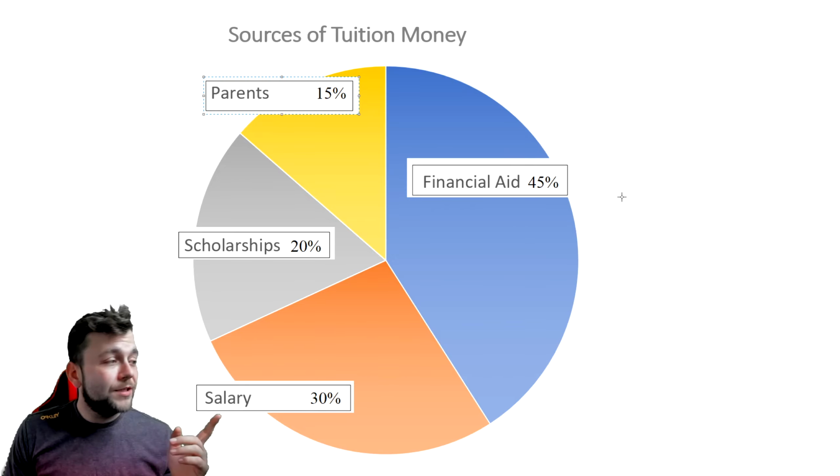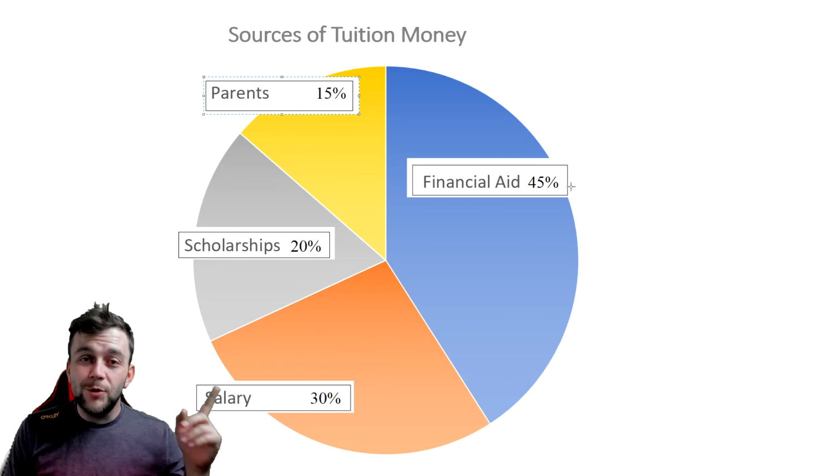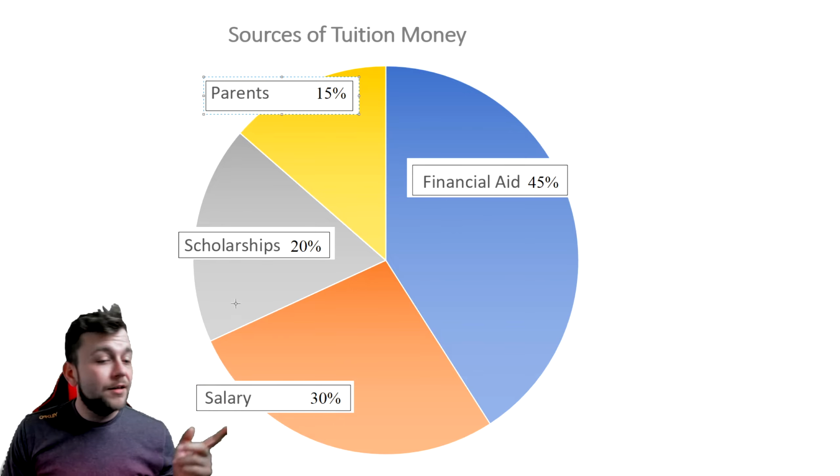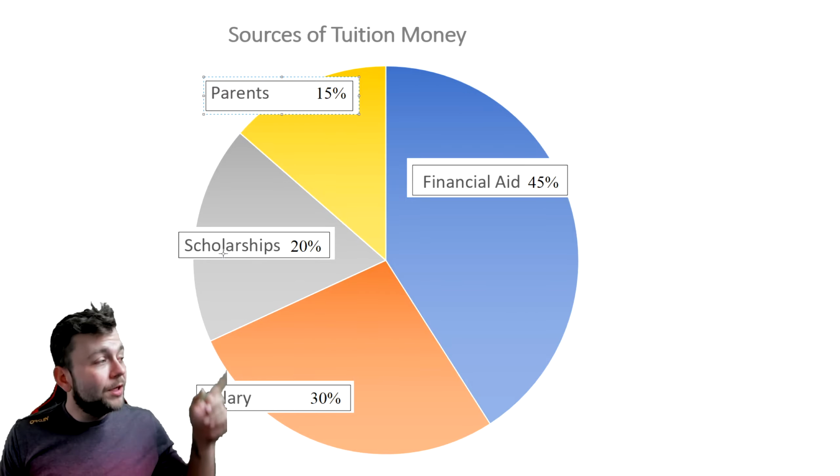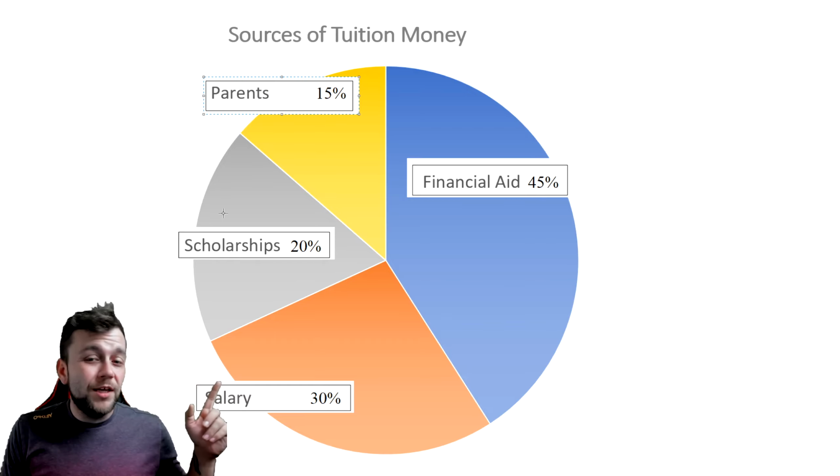But let's take a look. So financial aid is 45%. Does that look right? Yeah. Salary, 30%. That looks about right. Scholarships, 20%. Sure, pretty sweet to get a scholarship. And then lastly, parents, 15%.